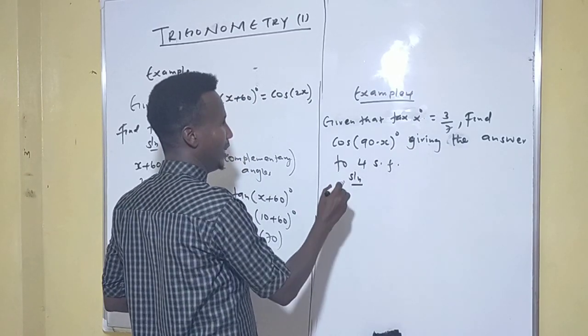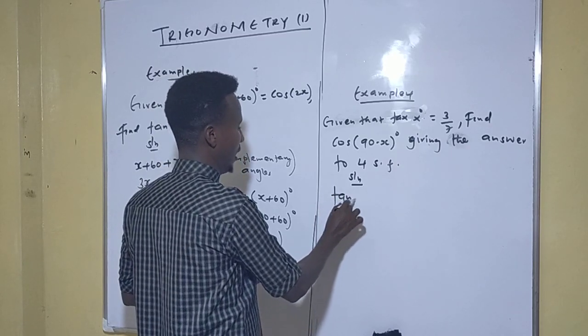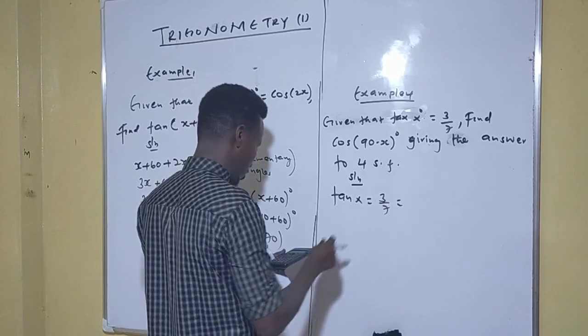What are we going to do? Let's get the tan of that, okay? We know that tan x is equal to 3 out of 7, which is equal to what?